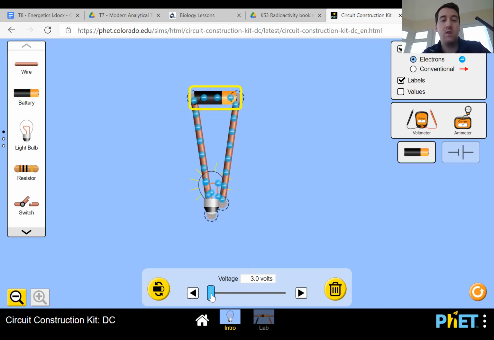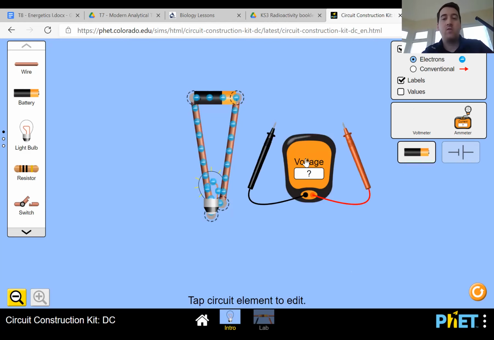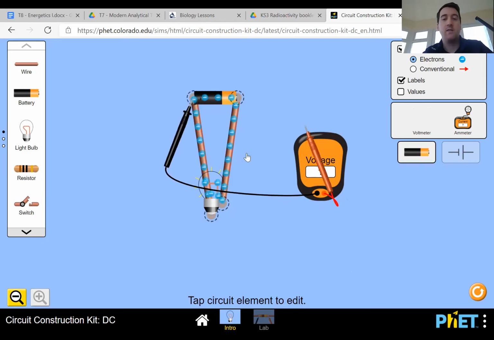Okay, so we're going to start maybe with 2 volts. Okay, we're going to start with 2 volts. So I'm going to get you to set your battery to 2 volts now, please. Then we're going to take our voltmeter and drag it out, and measure the potential difference across our battery and make sure that it is 2 volts. There you see, it is 2 volts.